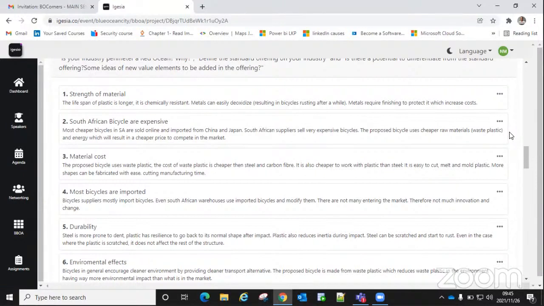Also, in general, bicycles that are supplied in South Africa, except for online and direct imports, are very expensive. So this would be a bicycle that is produced in South Africa and it's cheaper. The material is cheaper because the cost would just be the cost related to collection of that plastic, and also machinery, but it will be a once-off cost.